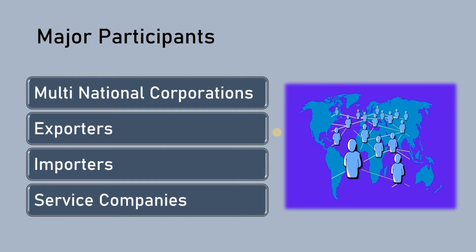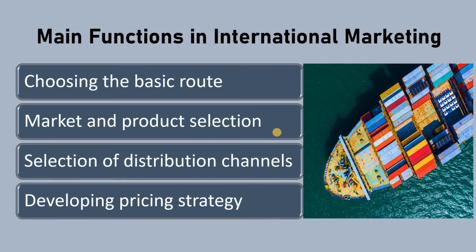Then you have service companies. Service companies are companies like audit firms or law firms. For instance, Deloitte is one of the leading audit firms, and they provide their services across various nations, right? These are some of the major participants in the international marketing arena. Now, what are the main functions in international marketing? Let us discuss one by one in detail.